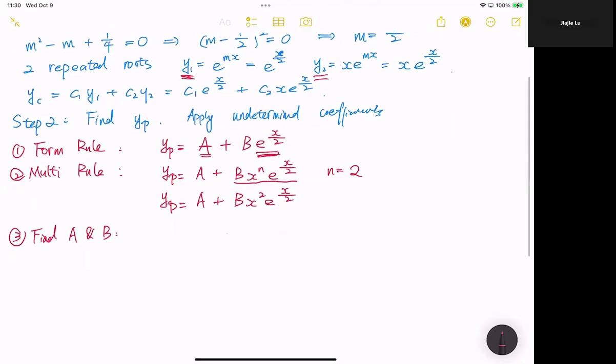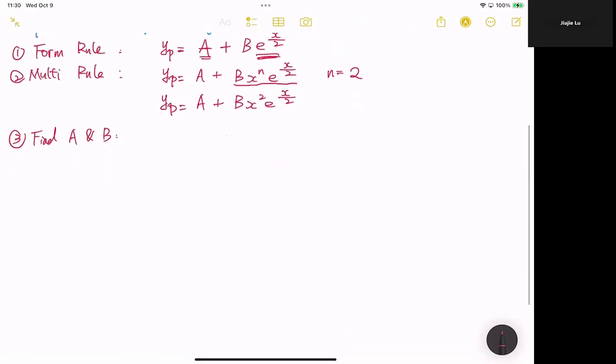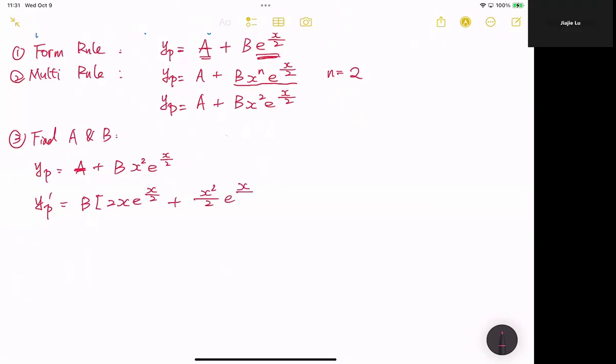So to find this, we need to know not only just the expression for our yp, we also need to find the expression for our yp prime. So we take derivative on yp. Constant part disappeared. What is left here is b times, then the multiplication rule, 2x e to x over 2 plus x squared over 2 e to x over 2. So this is multiplication rule.